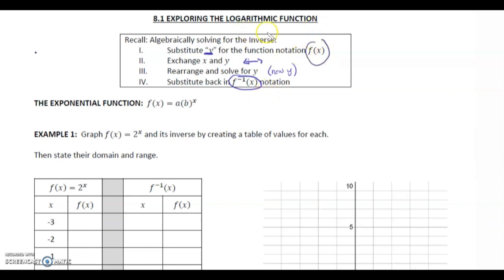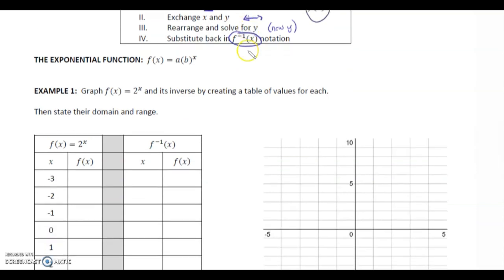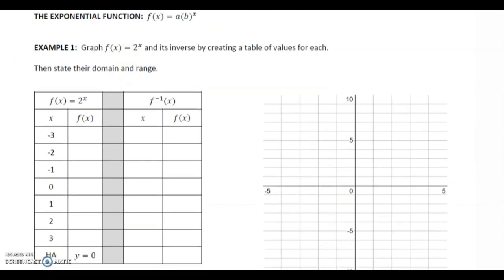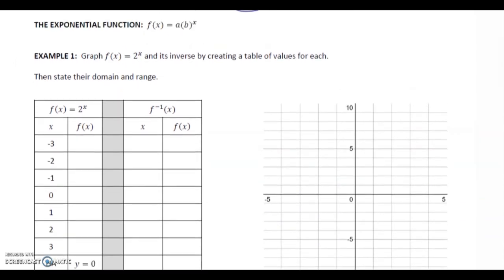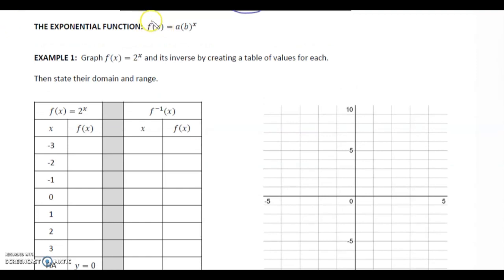So this is just a recall, because when we're dealing with the logarithmic function, it's actually the inverse of the exponential function. So let's recall the exponential function. And this is going to be a focus in this unit as well. We have f of x equals a b to the x. a is the initial amount, and b is the base. That's the percentage or the proportion that your initial amount is going to increase by or decrease by.